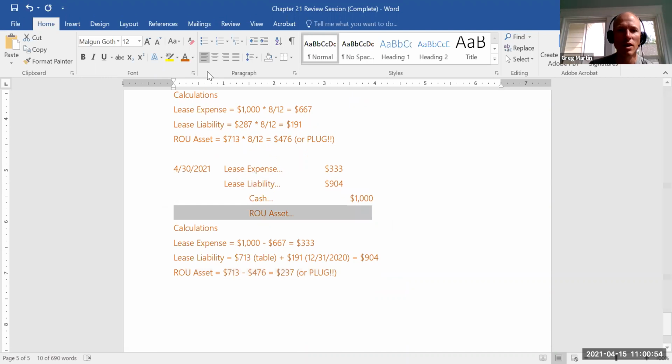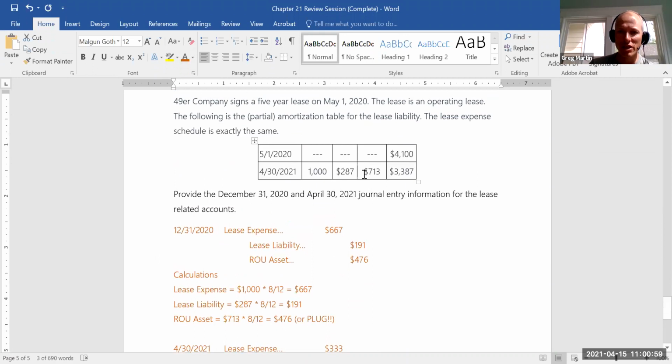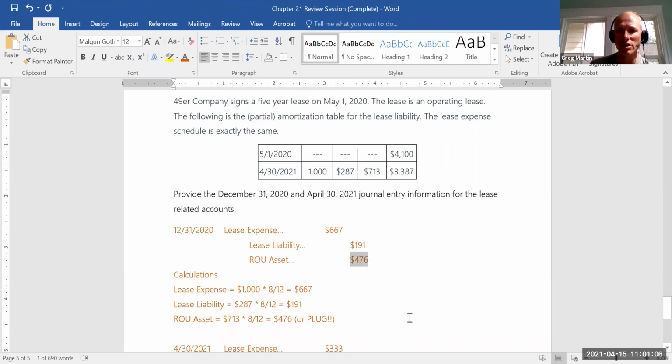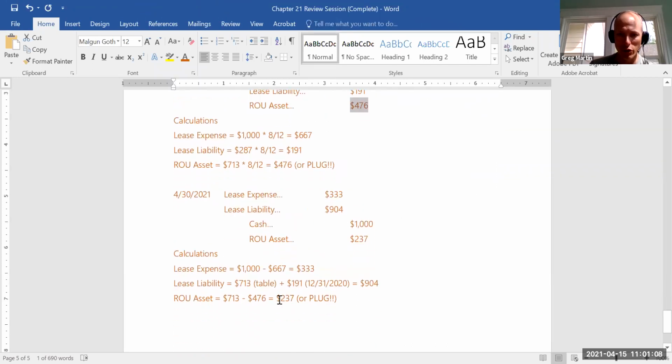$237. Two ways to get that amount. One is, again, this column right here represents the amortization of the right of use asset. We previously amortized $476, which means the remaining amount is $237. We also know that the amortization of the right of use asset can be a plug when we have an operating lease. I prefer that you understand the calculation, but you probably will get there as long as you understand that it's a plug amount as well.